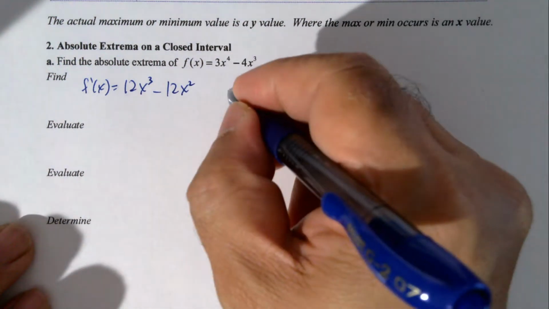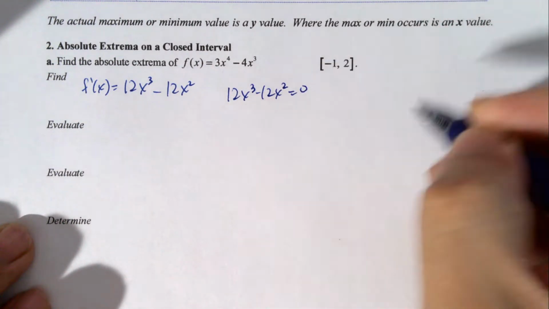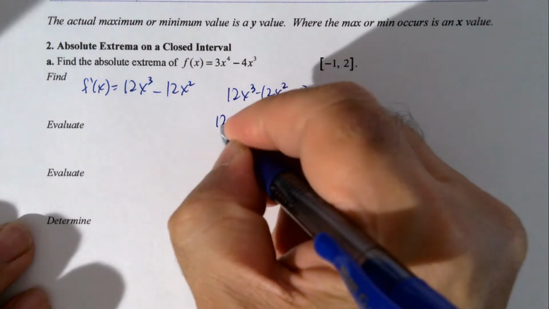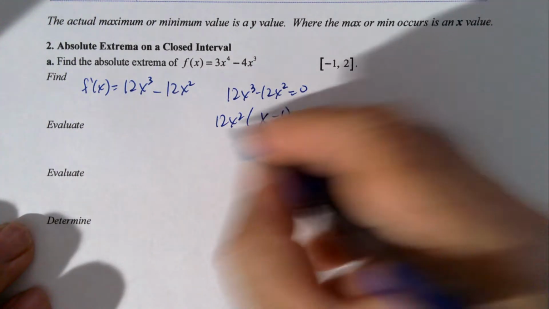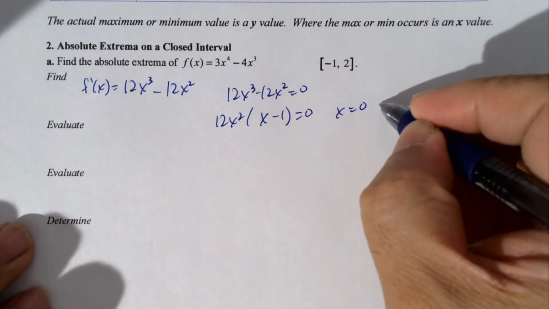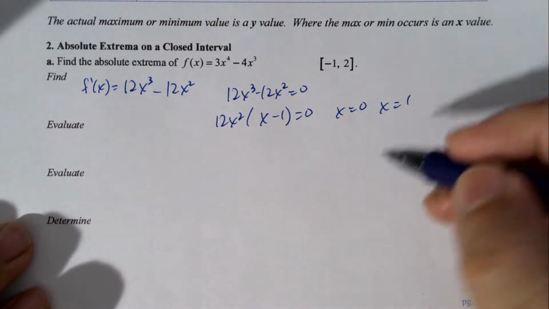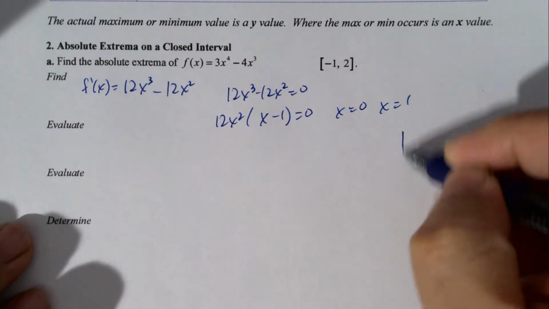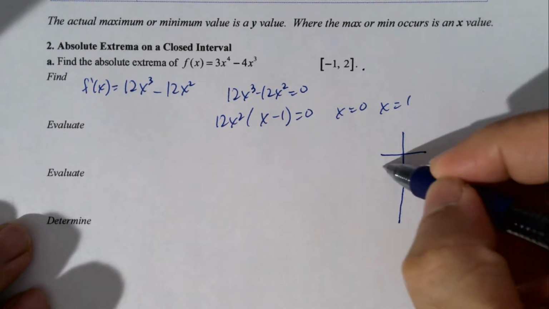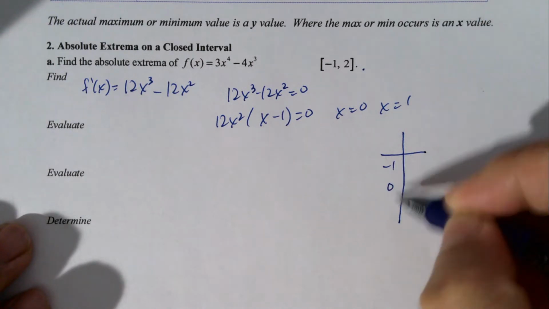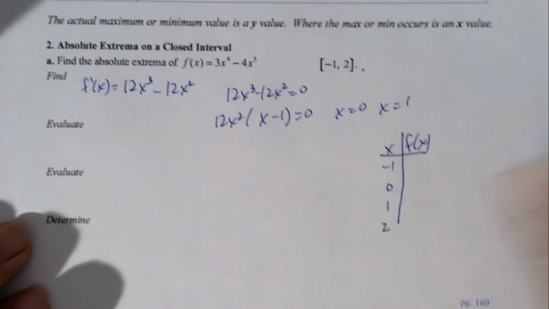So that's going to be 12x cubed minus 12x squared equals 0. Factor out 12x squared. That'll be x minus 1. So that's going to give me x equals 0 and x equals 1. All right, and now what we're going to do is make a chart. And when I make a chart, I'm going to include the endpoints. So I'm going to say -1, 0, 1, 2, x, f of x.